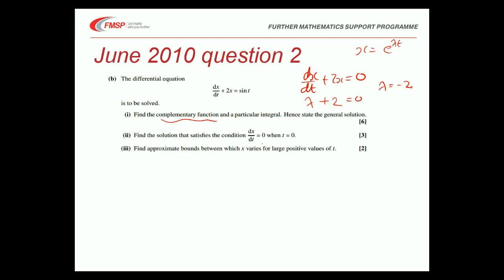So what I've now realised is my complementary function, which I would write as CF, is x equals some constant I'm going to call a, e to the minus 2t. That is the complementary function, and it's remarkably easy to get to.